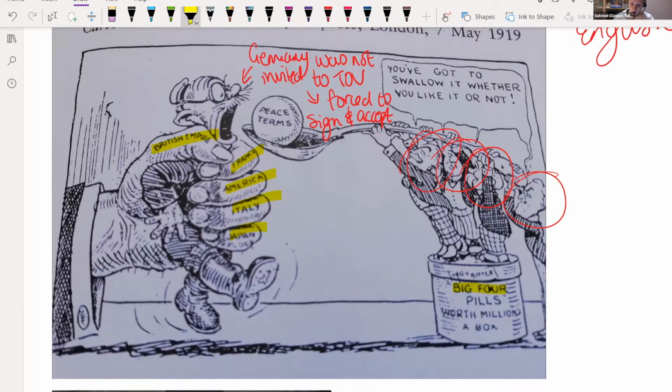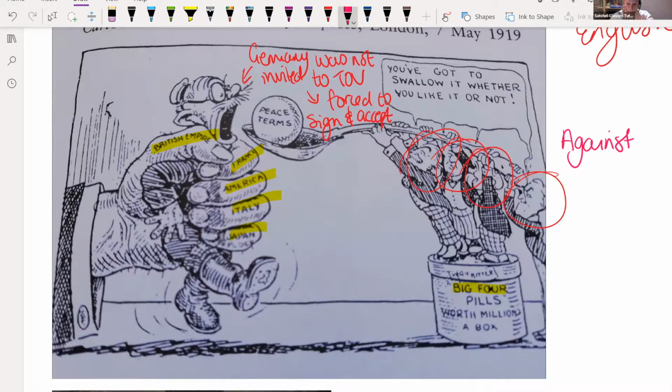So for or against this cartoon, this is against the Treaty of Versailles. Okay, I'm going to come back to this cartoon and I'm going to talk about how to answer an exam question for this cartoon in the next video. So I'm not going to spend much more time on it now.